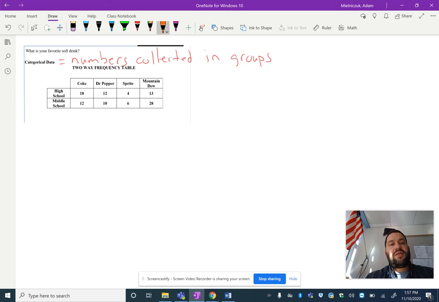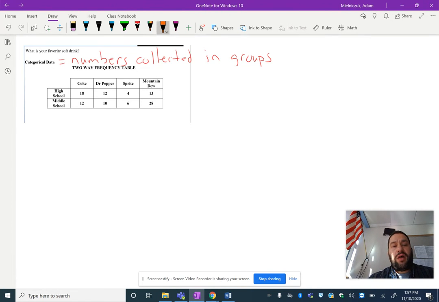All right, so in lesson 5.1, we are going to be talking about frequency tables. And frequency tables deal with categorical data, which is a fancy way of saying numbers collected in groups. Okay, so we're going to take a look at frequency tables for numbers collected in groups.